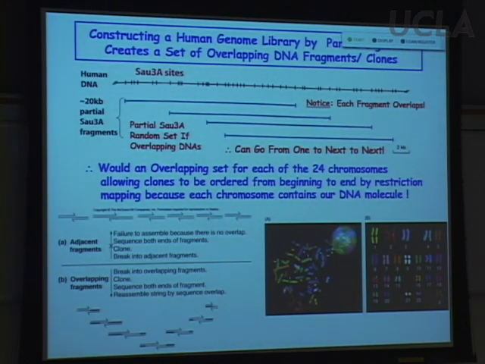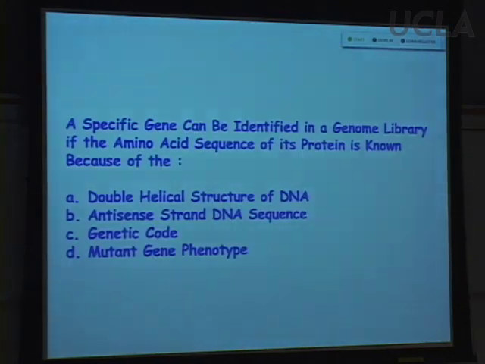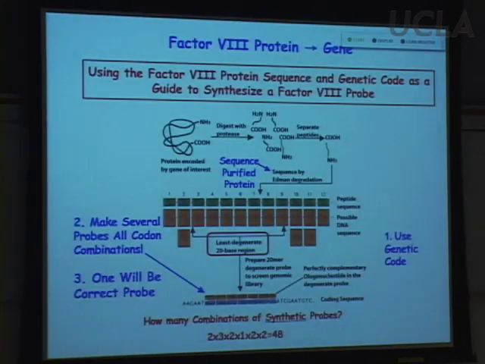We have these overlapping fragments. And now we got to find the factor VIII gene. How are we going to do that? We only know the protein sequence, so we have another problem. I want you to listen carefully on this one. Let's skip this stuff. So there's the sequence of the factor VIII protein.